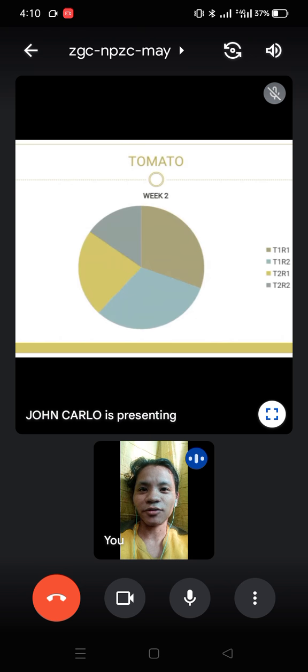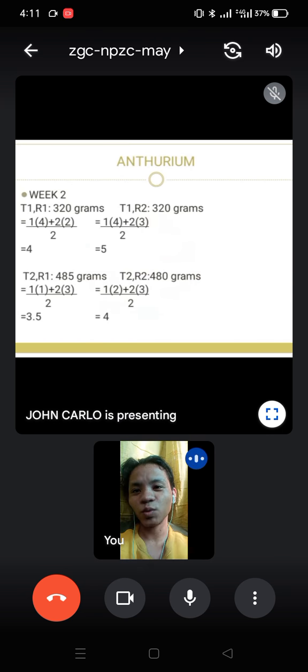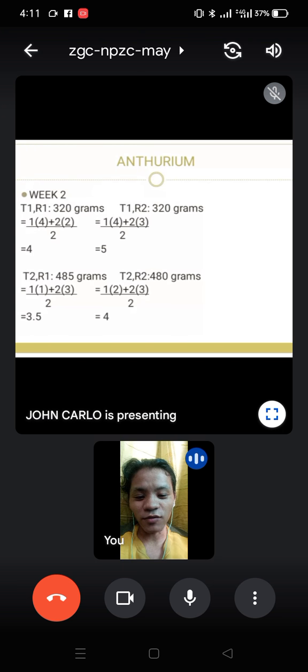Anthurium, week 2. Computation: T1R1 has 320 grams. 1 times 4 plus 2 times 2, divided by 2, equals 4 in wax commodity. In T1R2, they have 320 grams. 1 times 4 plus 2 times 3, divided by 2, equals 5 in controlled.